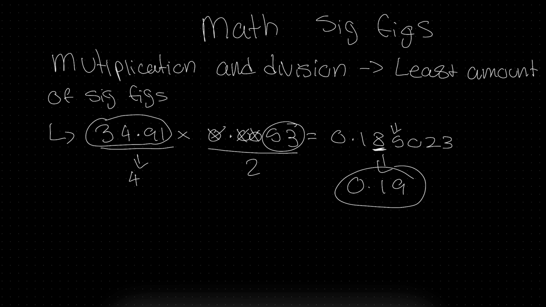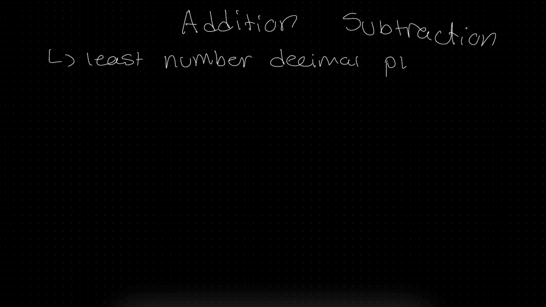Now we'll do addition and subtraction. So now let's see what we do when we add or subtract. When you're adding or subtracting, your final answer has the least number of decimal places from the original problem.